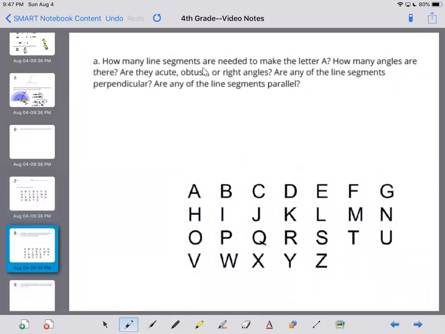So how many line segments are needed to make A? So when we're thinking about the letter A, how many line segments are needed? Think about what's parallel, what's perpendicular, that mindset. Now the letter A, I'm just going to draw it again. Let me use my segments here.